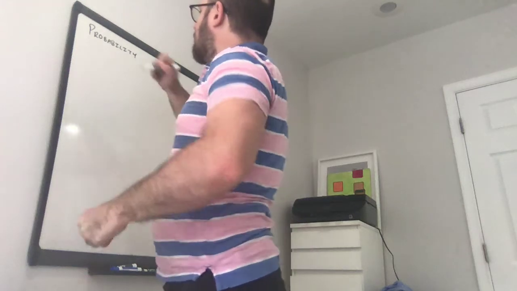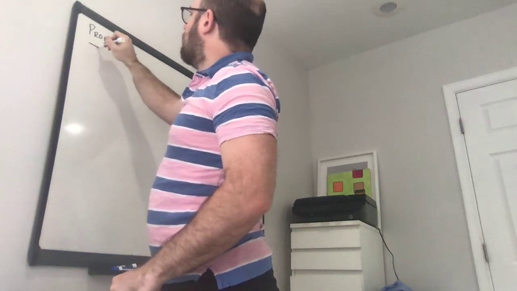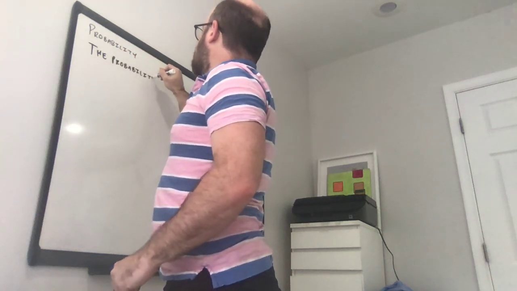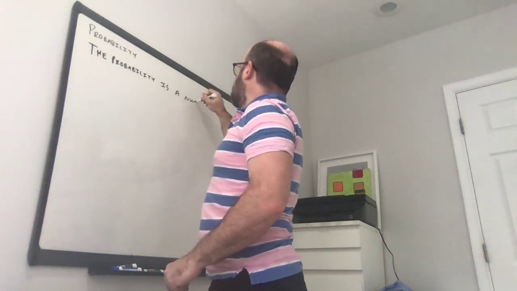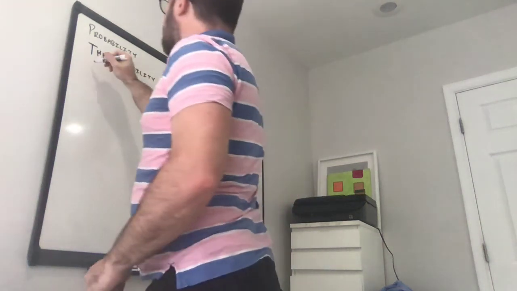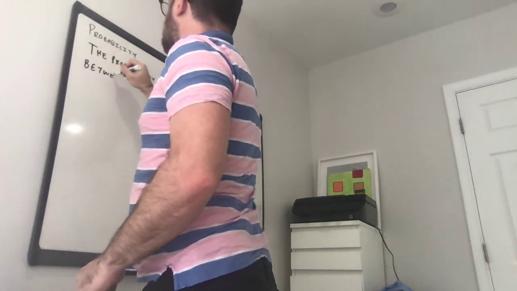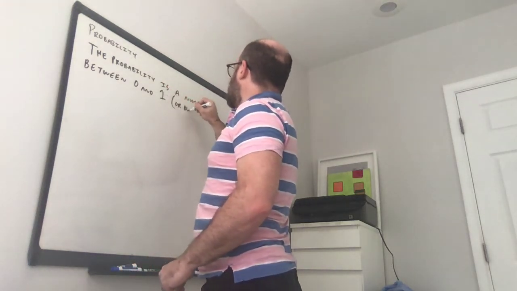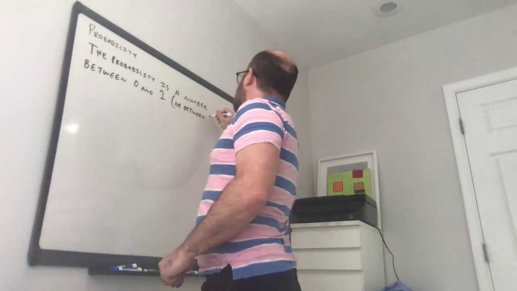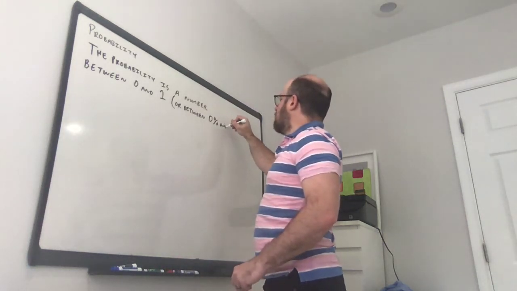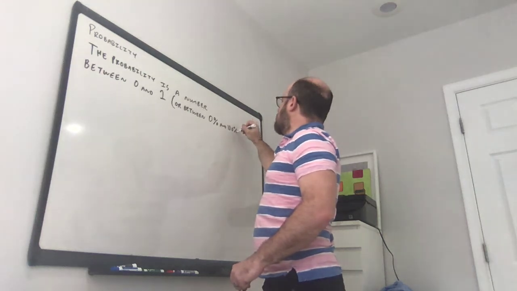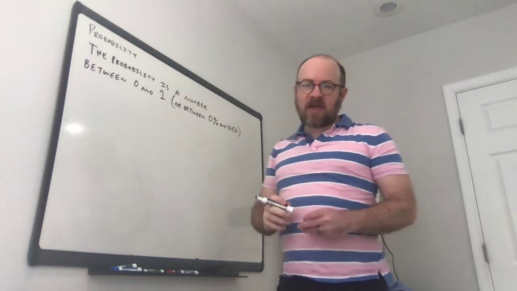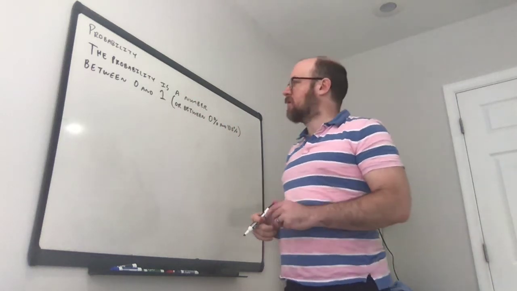So the idea of probability is, a probability is a number between 0 and 1, or between 0% and 100%. So remember, 0 is 0%, 1 is 100%. So this is just saying the same thing. Depends. Sometimes we talk about it one way, sometimes we talk about it another.